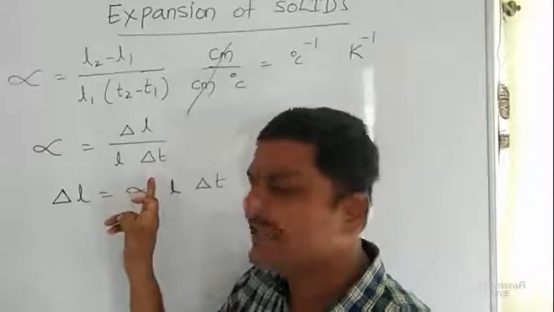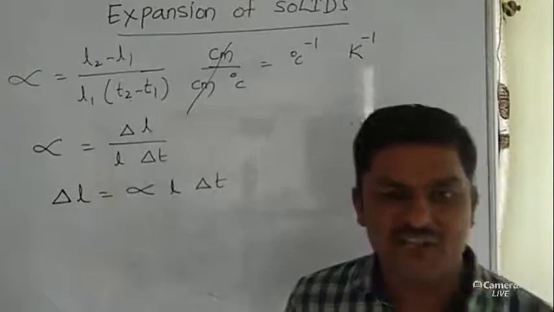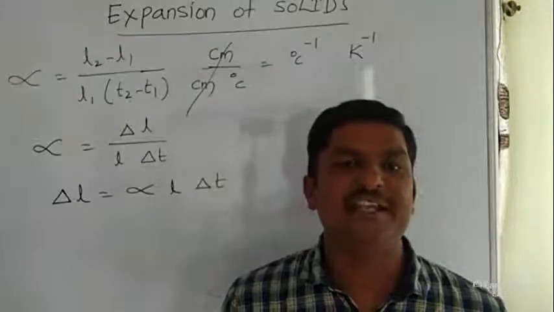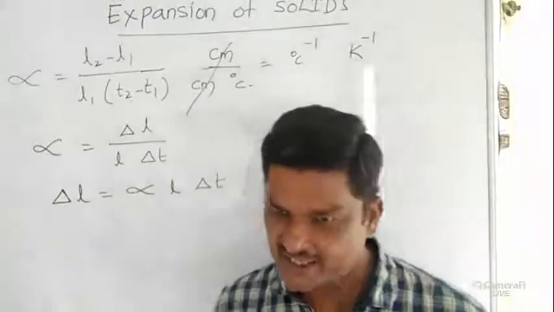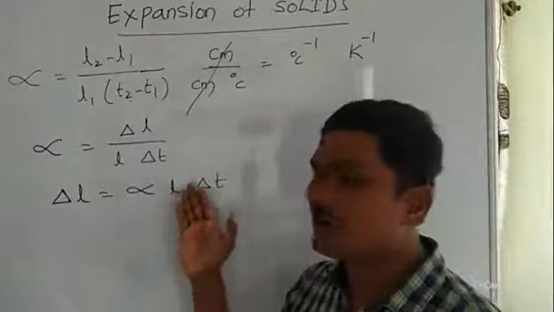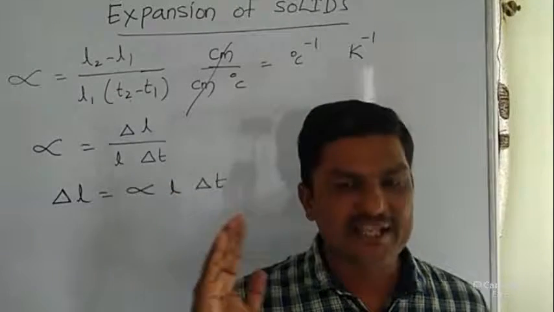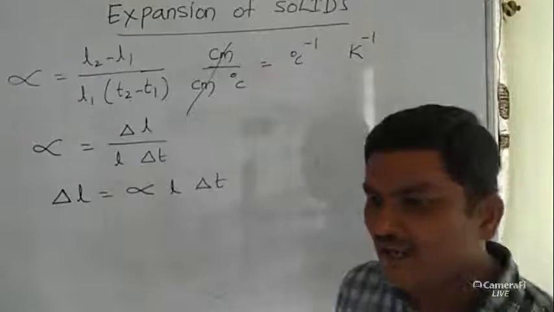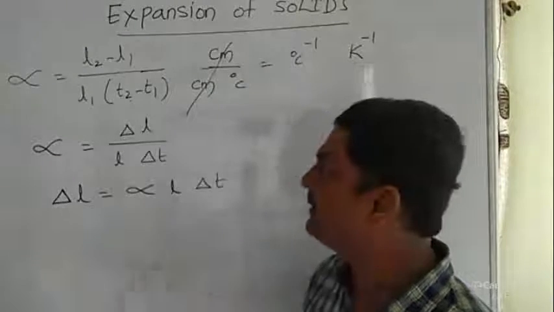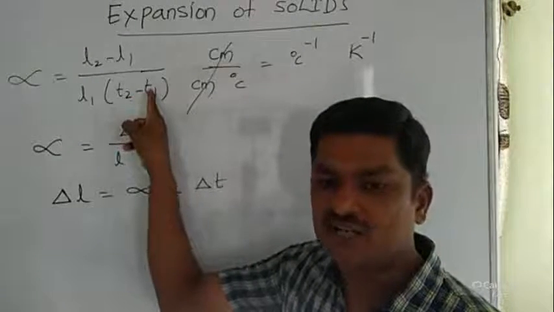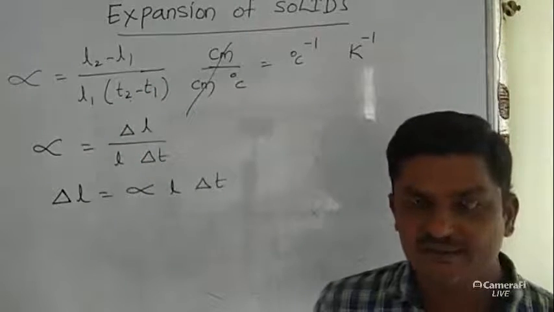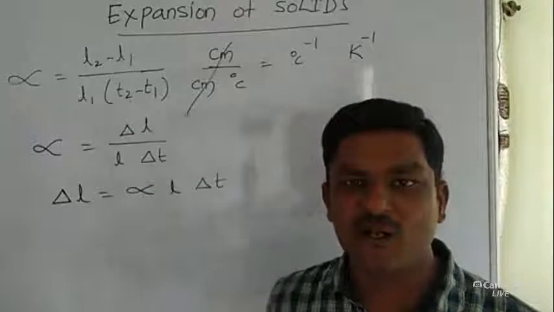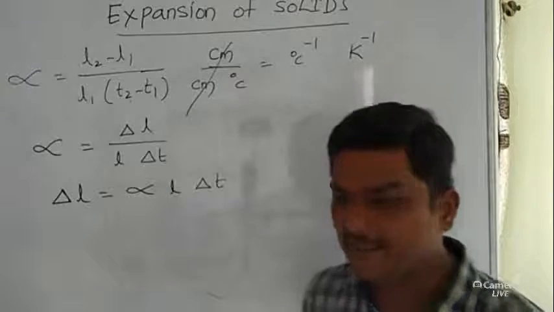So here alpha depends on nature of the material. For steel, 12 into 10 power minus 6 per degree centigrade. For brass, 18 into 10 power minus 6 per degree centigrade. So alpha is in the order of 10 power minus 6 per degree centigrade, and alpha depends on nature of the material, and alpha depends on the scale of temperature that we choose. Because if we consider T1 and T2 in Fahrenheit scale of temperature, alpha is different.